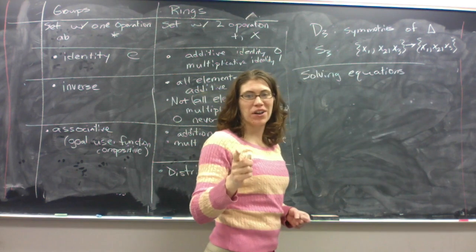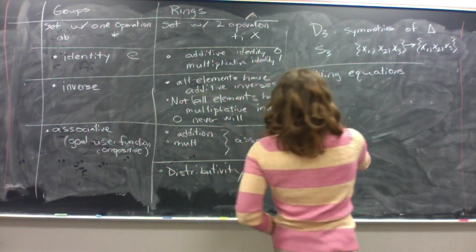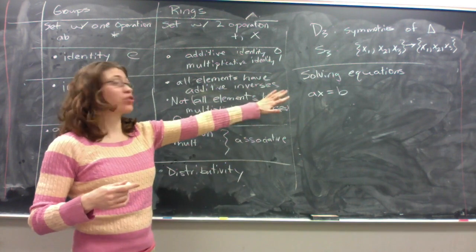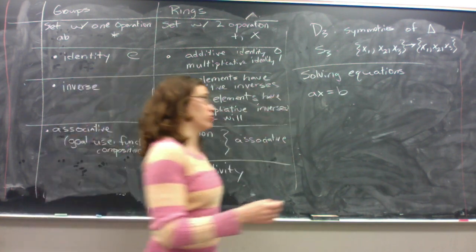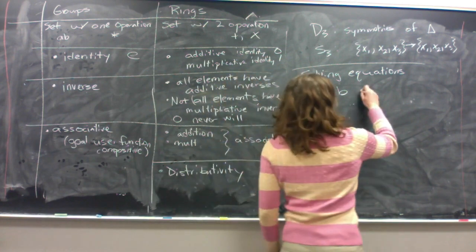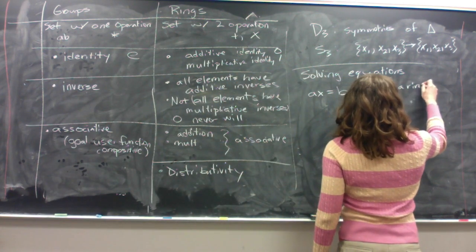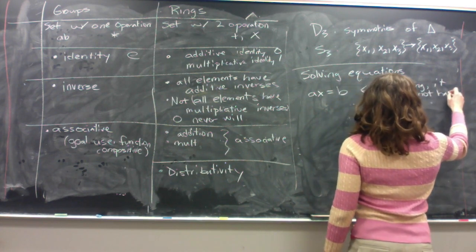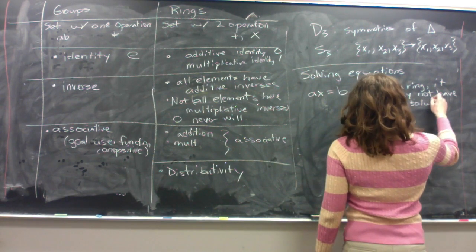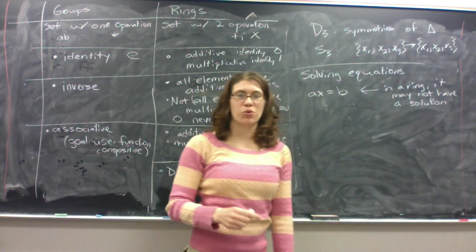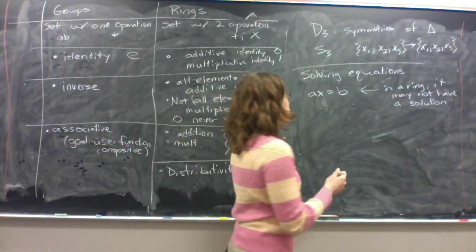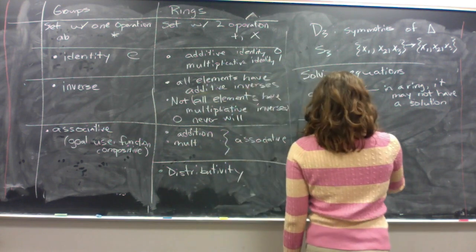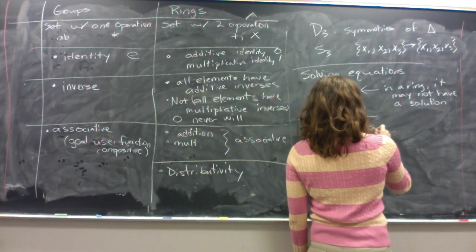By the way, you can tell I'm biased towards groups. So AX equals B. In a ring, this equation did not have to have a solution. We saw plenty of examples of this. I encourage you to think of such an example. But in a group, AX equals B always has a solution. Here I want A and B to be in my group.